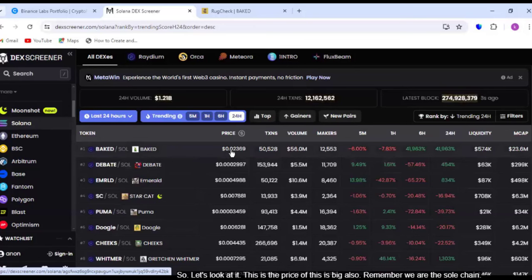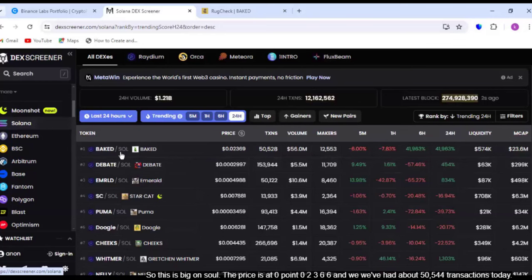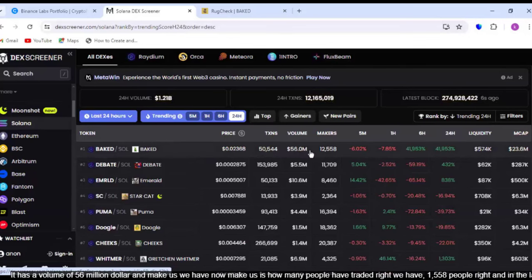This is the price of, this is Bake on Sol. Remember, we're on the Sol chain. So, this is Bake on Sol. The price is at 0.02366. And we've had about 50,544 transactions today. It has a volume of $56 million. And makers, now makers is how many people have traded, right? We have 12,558 people, right?